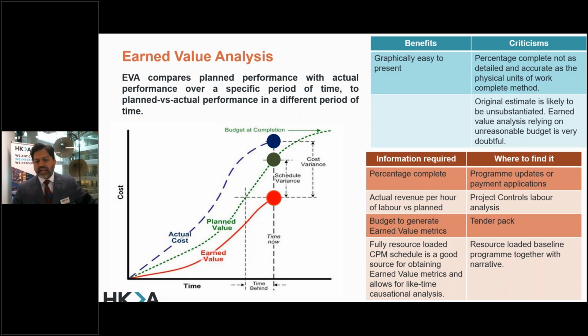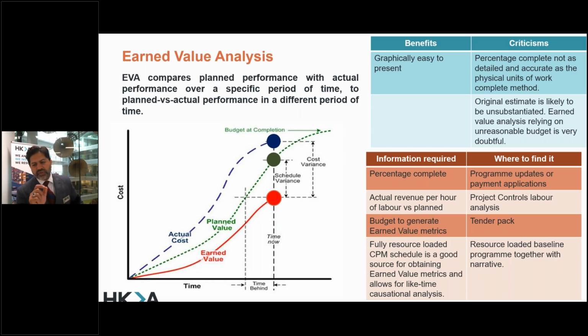Again, when it's earned value analysis, it's a bit easier to graphically present, but we need all the information in terms of the actual percentage completion on site, the budgets to generate earned value metrics, the actual revenue per hour of labor versus planned. We should have actually a fully resource loaded schedule in order to undertake that. How many projects actually have a fully resource loaded schedule?